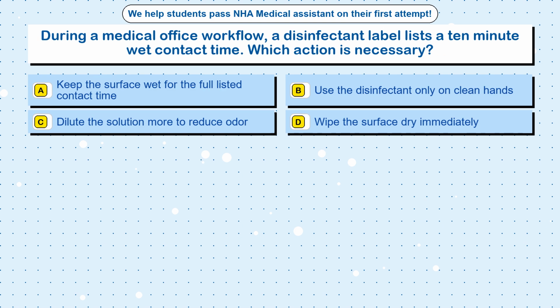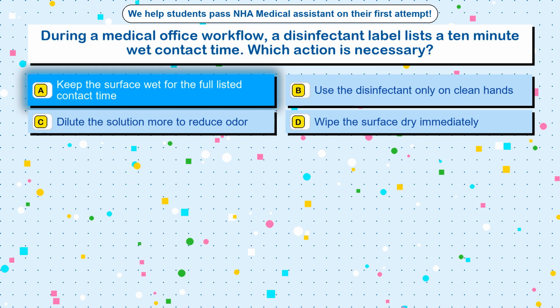Question 30. During a medical office workflow, a disinfectant label lists a 10-minute wet contact time. Which action is necessary? Option A, keep the surface wet for the full listed contact time. Option B, use the disinfectant only on clean hands. Option C, dilute the solution more to reduce odor. Option D, wipe the surface dry immediately. The correct answer is option A, keep the surface wet for the full listed contact time.